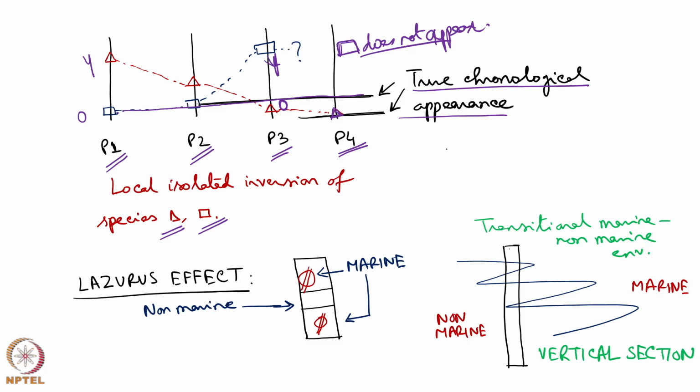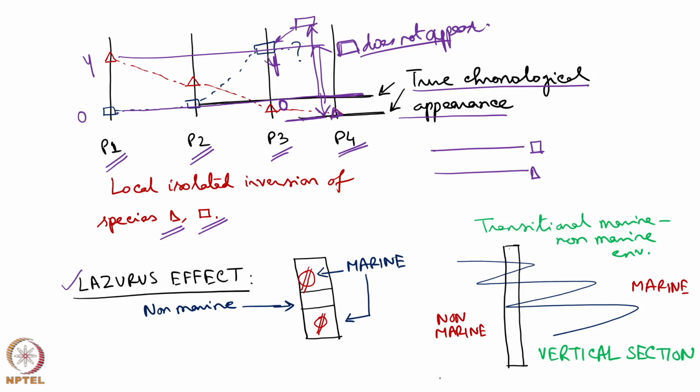So, if I draw the diagrams here, this is for the rectangle and this is for the triangle. So, what can be the interpretation? From this place onward the rectangle is persisting, and from this place onward up to this much the triangle is persisting. In this connection, let us see the Lazarus effect.